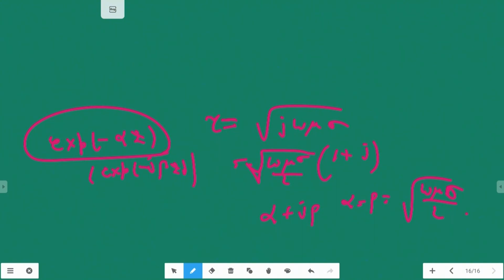In the general case you have to calculate alpha plus j beta as the square root of j omega mu into sigma plus j omega epsilon, taking the real part and the imaginary part. And if you look at the side walls of the cavity, the decay of the current is proportional to the electric field, so that will also decay according to e power minus alpha z. So if the surface current is Js, then Js decays as e power minus alpha z at a given frequency.